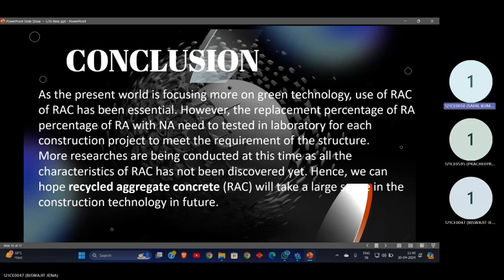So in conclusion, recycled waste aggregate concrete presents both opportunities and challenges in the construction industry. While it offers compelling benefits such as environmental sustainability, waste reduction, and cost saving, it also comes with considerations regarding quality, performance, and regulatory compliance.